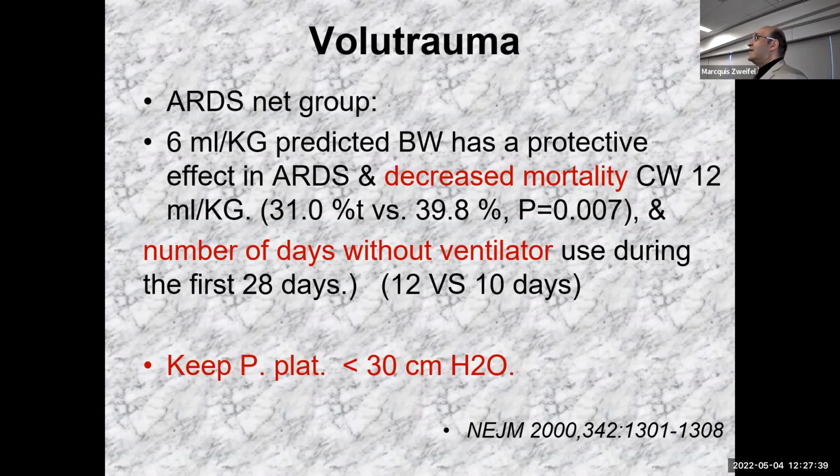But in this study, they kept the plateau pressure less than 30 centimeters of water. So if your plateau pressure was more than 30, they reduced the 6 ml per kg to 5 ml per kg. Still above 30, they reduced from 5 to 4. If it was still above 30, they could switch to pressure control mode. So it's not just the 6 ml per kg, you have to keep your plateau pressure less than 30 centimeters of water. Okay, let me go back, because they love that in the boards, the number you need to treat.